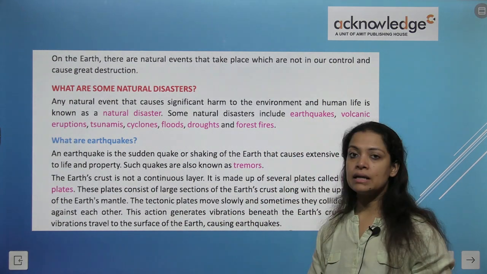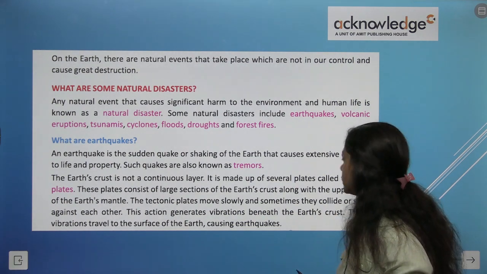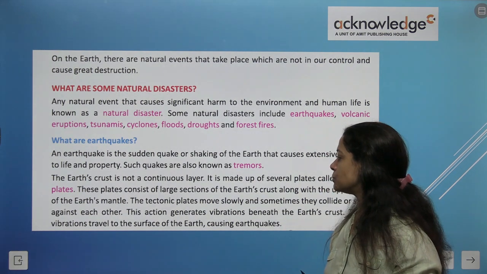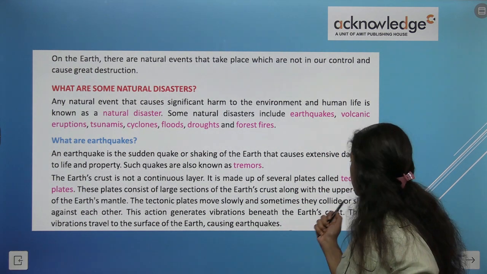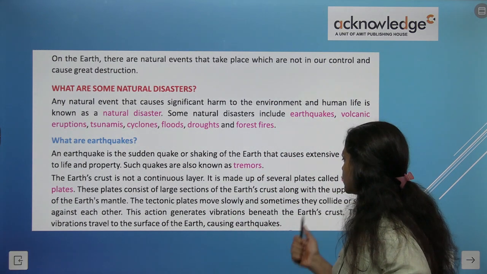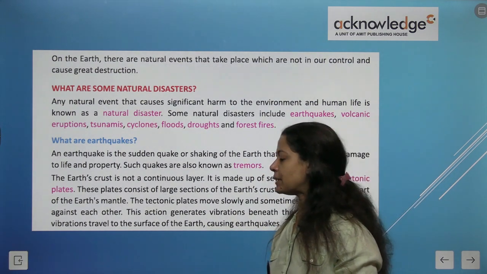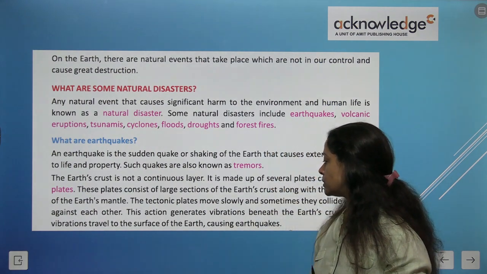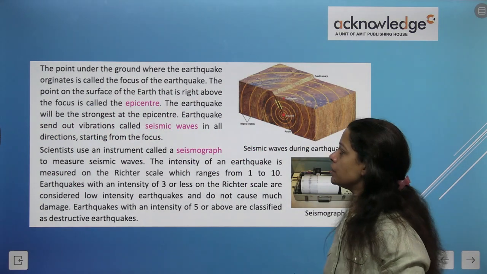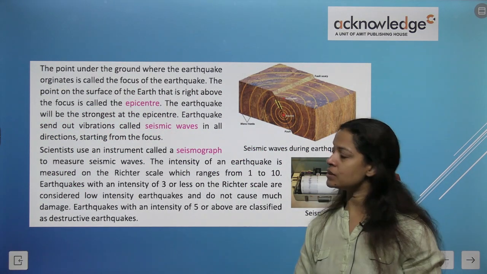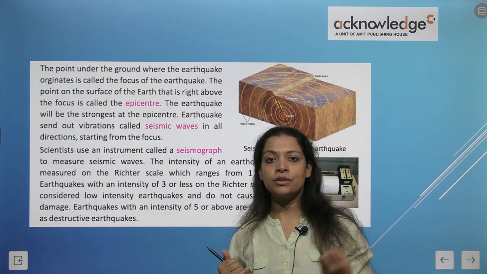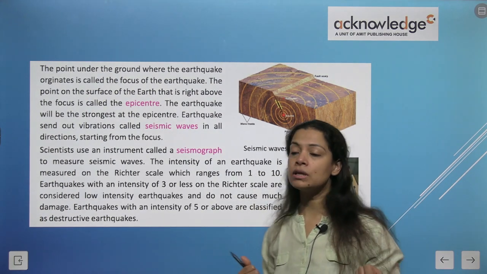These plates consist of large sections of the Earth's crust along with the upper part of the Earth's mantle. The tectonic plates move slowly and sometimes they collide or slide against each other. This action generates vibration beneath the Earth's crust. These vibrations travel to the surface of the Earth, causing an earthquake. The point under the ground where the earthquake originates is called the focus of the earthquake. So where the earthquake generates, starts, we call that the focus.